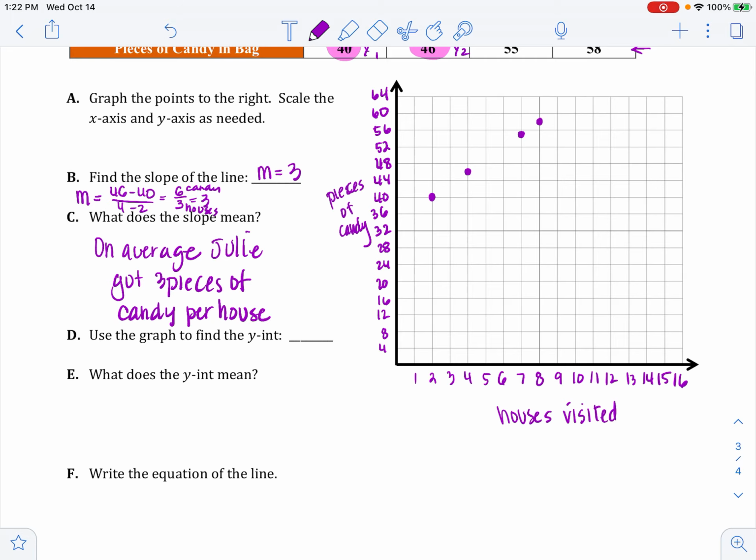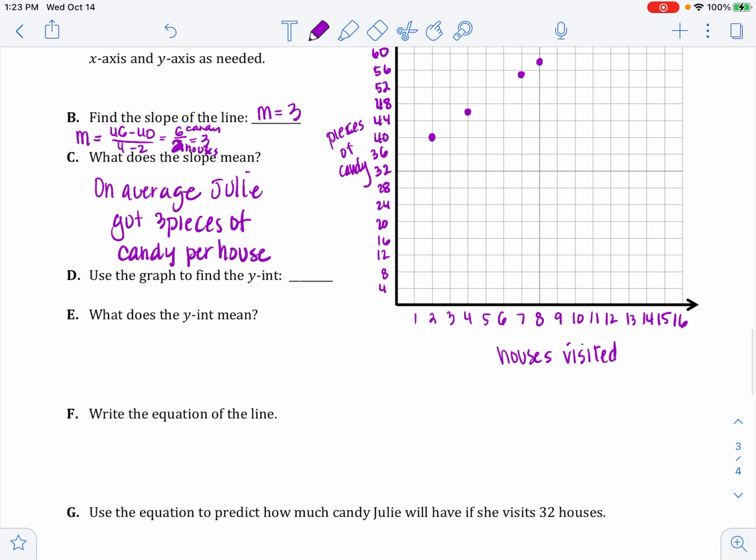per house. So I don't want to say she gets 6 pieces of candy every 3 houses, because, oh, this is a 2 right here. Wow. I don't want to say she gets 6 pieces of candy every 2 houses, because that's simplifiable, and that's also implying that she gets 3 pieces of candy for every house, right?